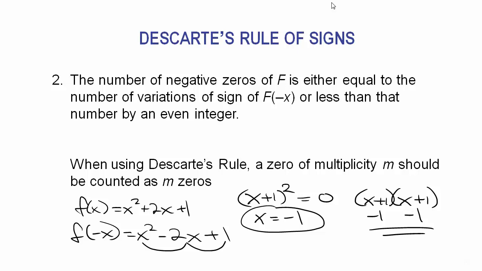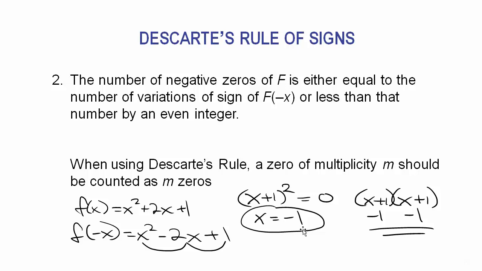Well, if we use Descartes' rule, we have to evaluate this function at a negative x. So you plug a negative x in here, but negative x squared is still just positive x squared. Negative x times 2 gives you the negative 2x, and of course the 1 doesn't change. So now it goes from positive to negative to positive. It has two sign changes, which means according to Descartes' rule, we're either going to have two negative roots or none. 2 minus 2 is 0.